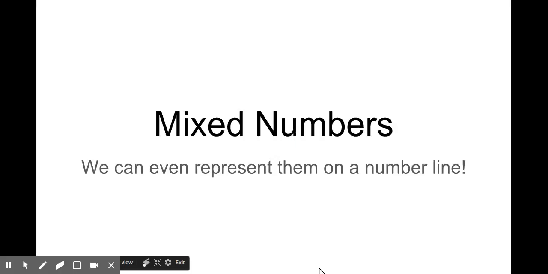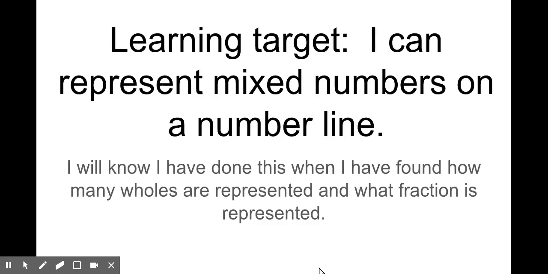Hi, boys and girls. Today we're going to be talking about mixed numbers and representing those mixed numbers on a number line. So our learning target is I can represent mixed numbers on a number line, and you'll know you've done this when you found how many wholes are represented and what fraction is represented.